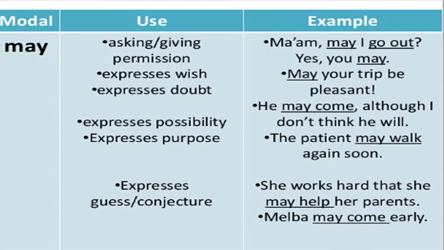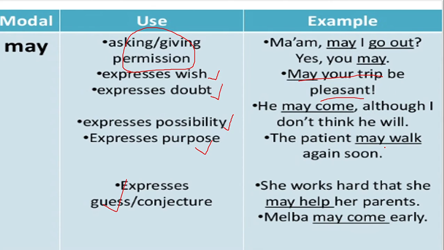Next is may. Asking or giving permission. It expresses a wish, it expresses a doubt, it expresses possibility, it expresses purpose, and it expresses guess. May your trip be pleasant. We are expressing a wish that your trip would be amazing or pleasant. He may come, although I don't think he will. The possibility that he may come.